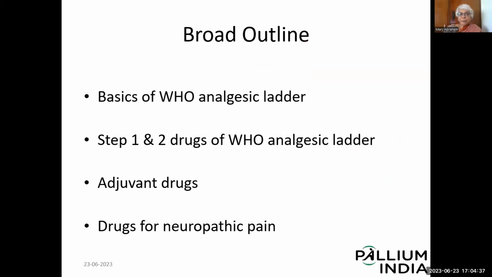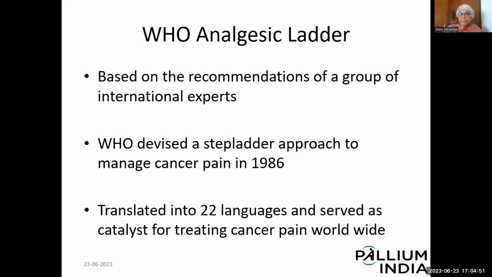The broad outline of my talk would be the basics of the WHO ladder, the step 1 and 2 drugs of the ladder, the adjuvant drugs that we use in the ladder, and the drugs for neuropathic pain. This WHO analgesic ladder was devised way back in 1986. It is a step ladder approach to treat pain. I would not say only cancer pain. It is used to treat all kinds of pain, especially cancer pain.